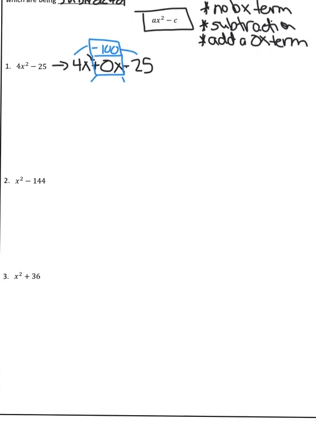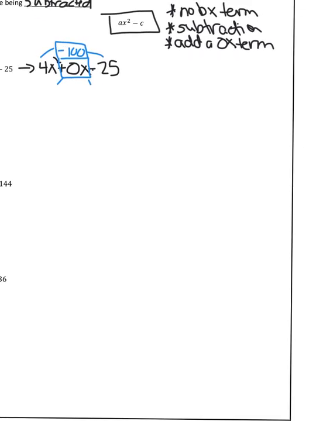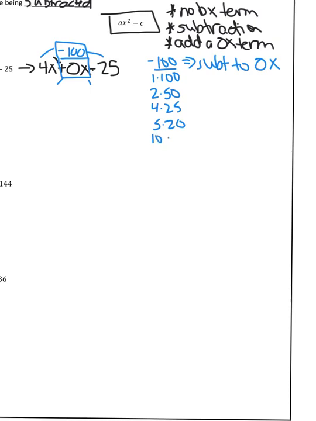Let me move this over a little bit more so we have plenty of room here. We're going to take the negative 100, and because it's negative, we need to subtract two numbers, and this time we want to get to 0x. So we're going to subtract to 0. We want the end product to be 0. If I start looking at my factor pairs, I have 1 times 100, 2 times 50, 3 does not go in, 4 times 25, 5 times 20, 6 does not go in, 7 does not, 8 does not, 9 does not go in evenly, 10 does, 10 times 10.